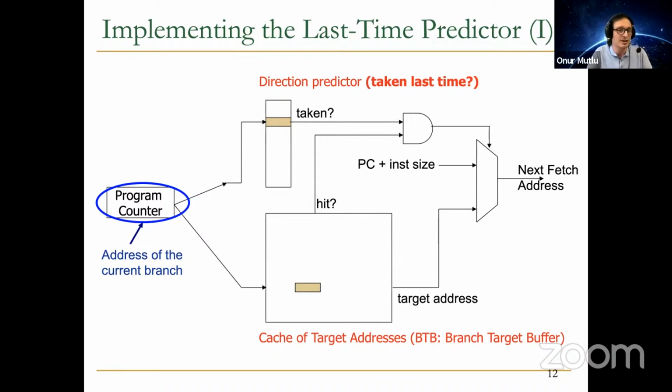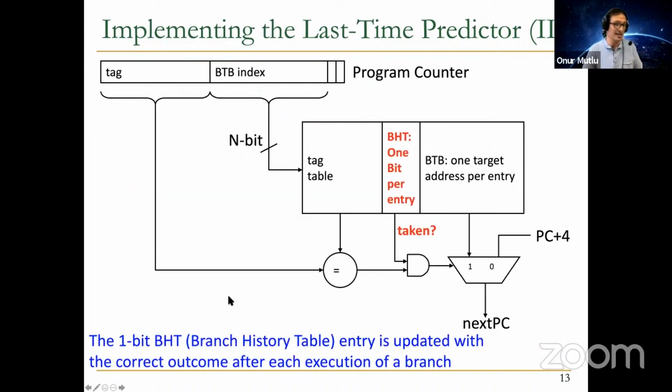Now, what you can do is you can incorporate this direction predictor inside the BTB also, because you use the program counter to access the BTB to get the target address. Why not also store the prediction inside the BTB? And this is what the slide shows essentially. So this is what a BTB looks like, branch target buffer. Basically, we use 1 bit per entry, per branch, if you will. And you can see that the BTB is accessed like a cache, as we will see later.